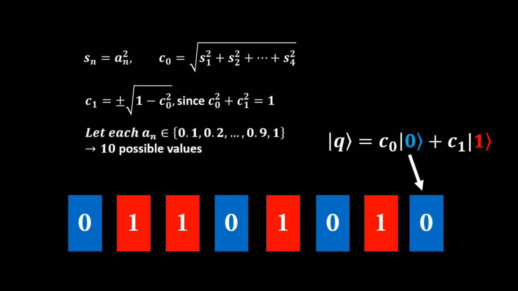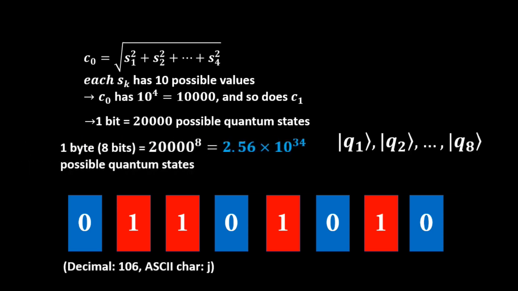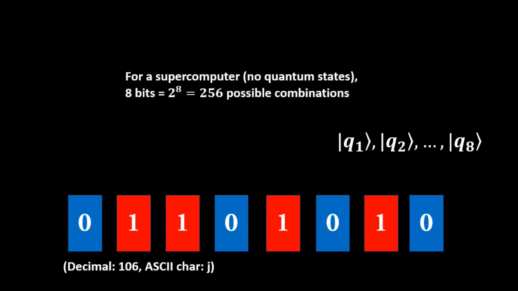If we let each An take on 10 values, then each Sn can also take 10 values. C1 is either positive or negative, for a total of 2 times 10 to the 4, or 20,000 arrangements. To type out an ASCII character, you need 1 byte or 8 bits of information. For a single byte, there will be 20,000 to the 8th power, or 2.56 times 10 to the 34 possible combinations. For a supercomputer, every bit is either 0 or 1, so 8 bits can only have 2 to the 8, or 256 combinations.